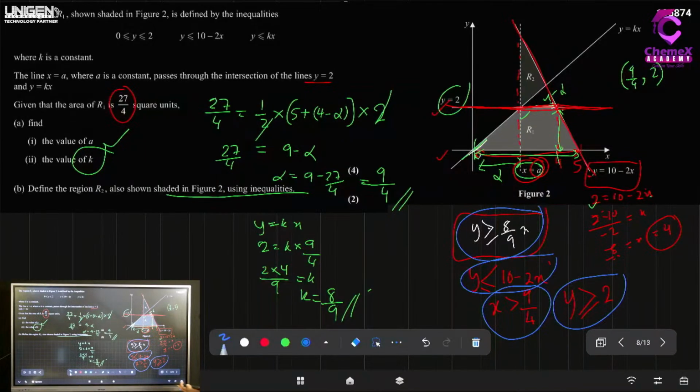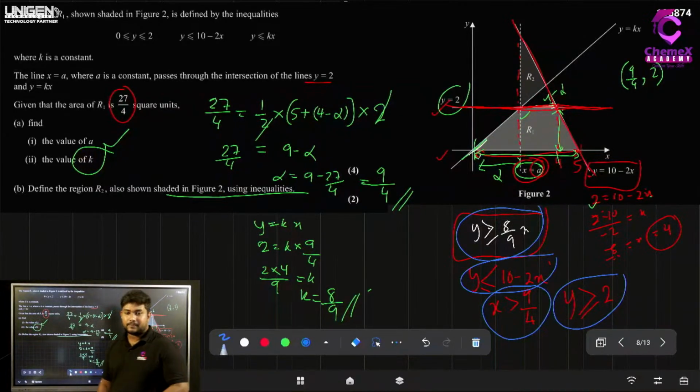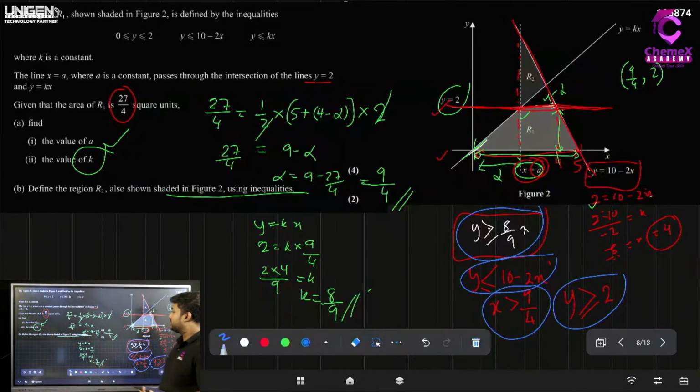Any questions? Sulochana, do you have any question? No, sir. Okay, so we found all 3. So just 6 marks.